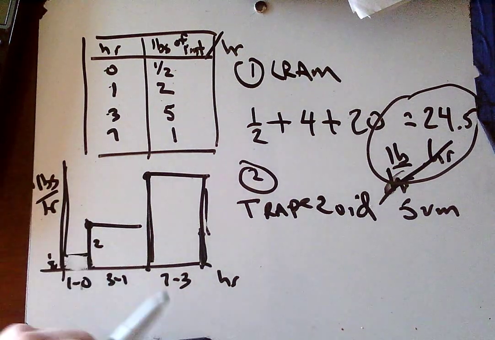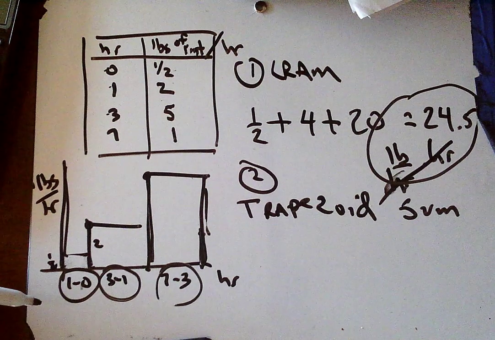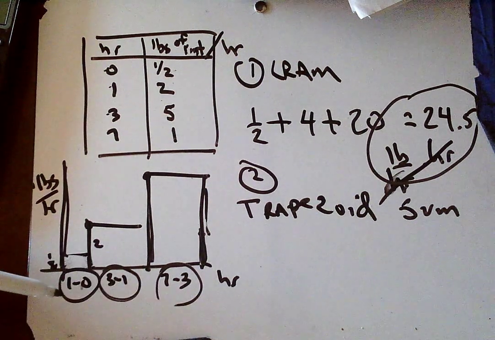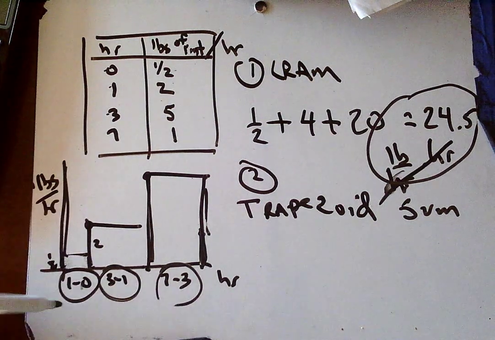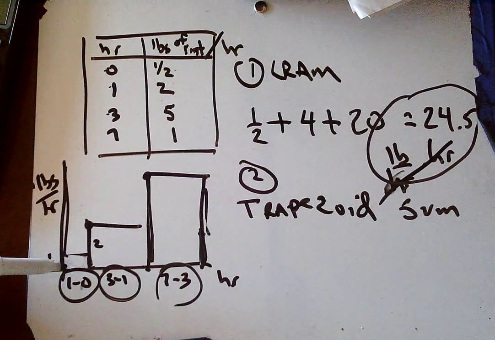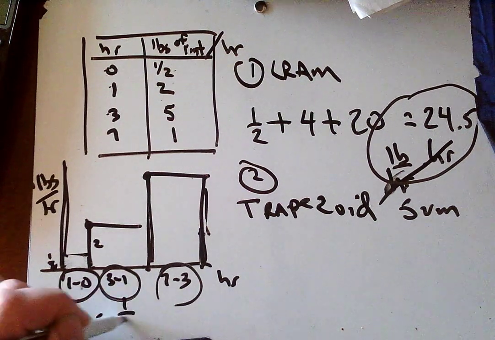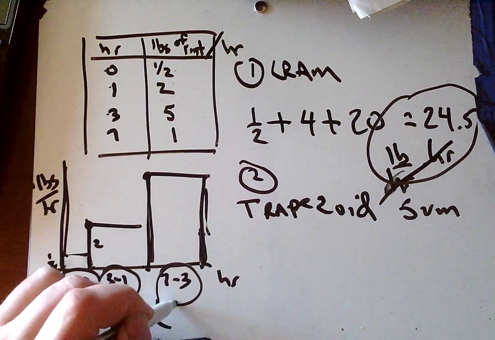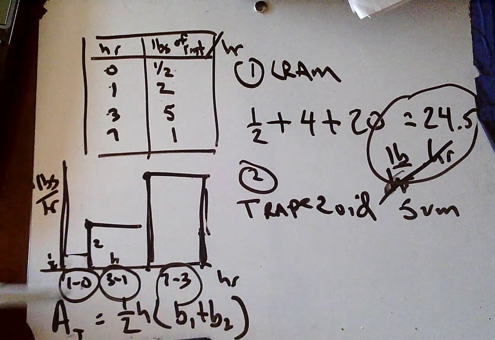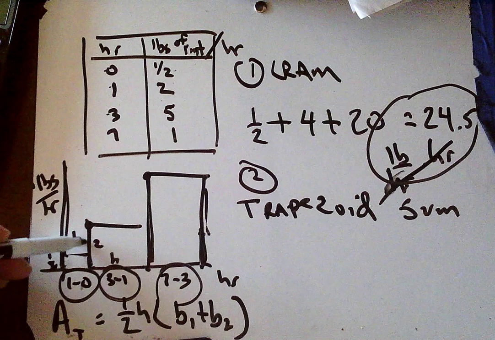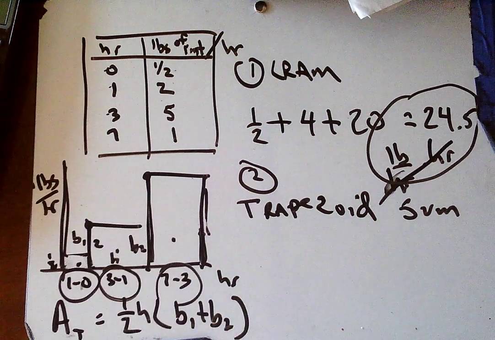The answer is no, because that shortcut only works when we have a consistent subinterval width, and we don't have a consistent subinterval width here. So we're going to have to do something a little different. We're going to have to actually do the trapezoid rule. Remember, area of a trapezoid is 1/2 height B1 plus B2. And remember that this is the height, and there's B1, and there's B2. And we have to do it for each of these 3.